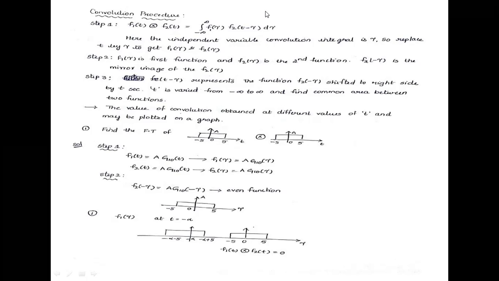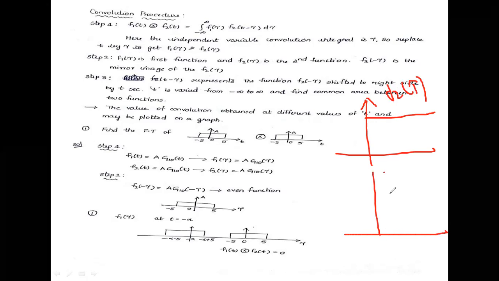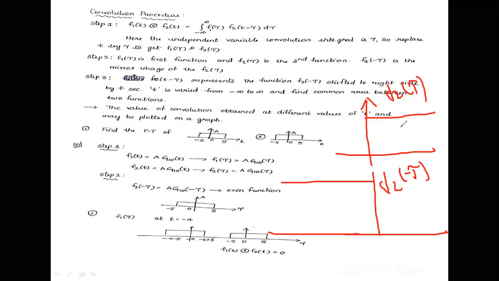How are we calling this a mirror image? Let the function f2 of tau be a step function, and f2 of minus tau is the folded function. Folded function means a reverse: positive becomes negative, negative becomes positive. The function is folded at 0 because it is minus tau. If there is any minus 1, minus 2 or something, you have to fold it at that particular value.